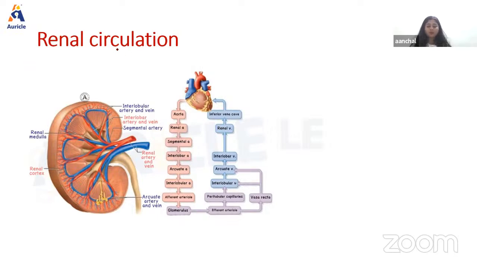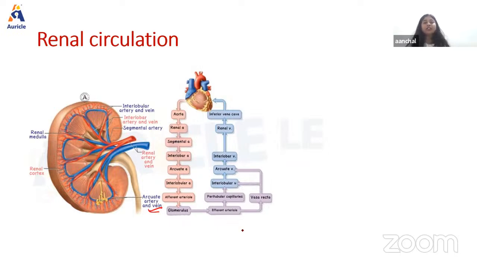So in renal circulation, we talk about the various arteries that are present, right? Starting from aorta to renal artery, then from renal artery to segmental artery, then blood will flow from segmental to interlobar artery, then arcuate artery, interlobular artery, afferent arteriole, and finally glomerulus. So this is the entry pathway.